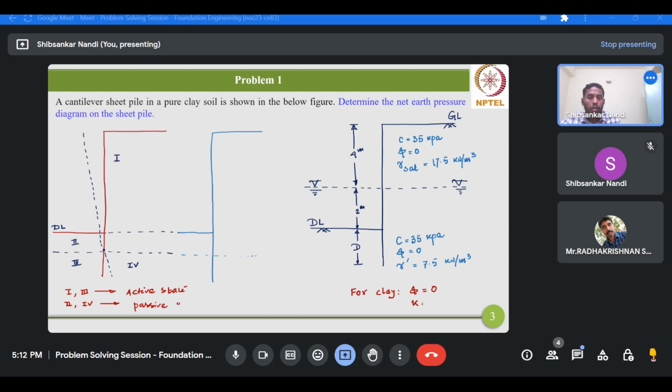So your active and passive earth pressure coefficients both will be 1. If the active and passive earth pressure coefficients become 1, then what is the distribution of active and passive earth pressure for a purely cohesive soil? For a purely cohesive soil, the active and passive earth pressure distribution will be like this.